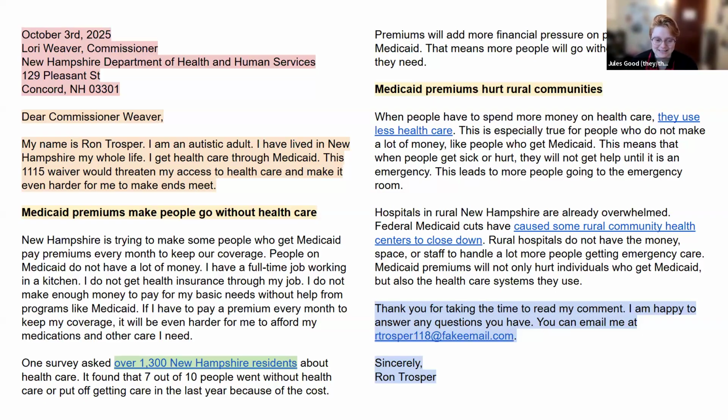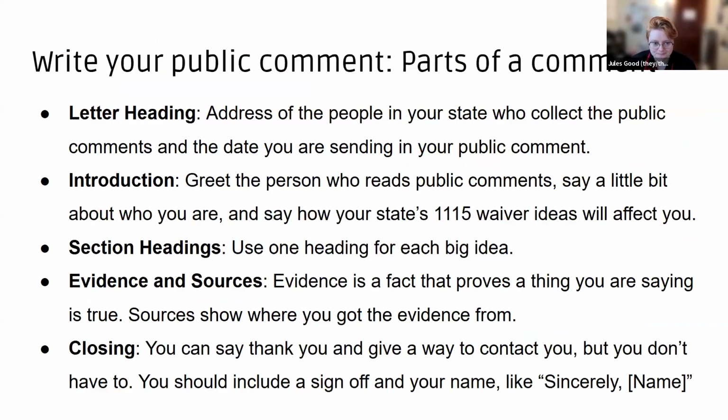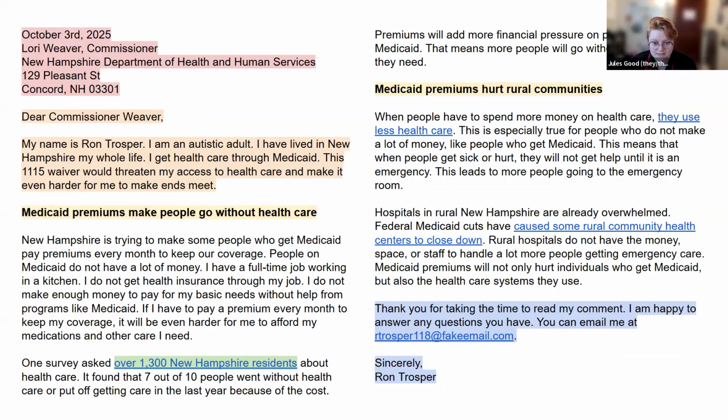And so linking to where you got that information is a great way to do that. And then last is the closing. So this is where you say, hey, thanks for reading my comment. If you want to give the reader a way to contact you, you can. Sometimes people like to make themselves available for follow-up questions, but you don't have to do that. And then lastly, you just include a sign off and your name. So sincerely, your name, or however you want to sign it off.